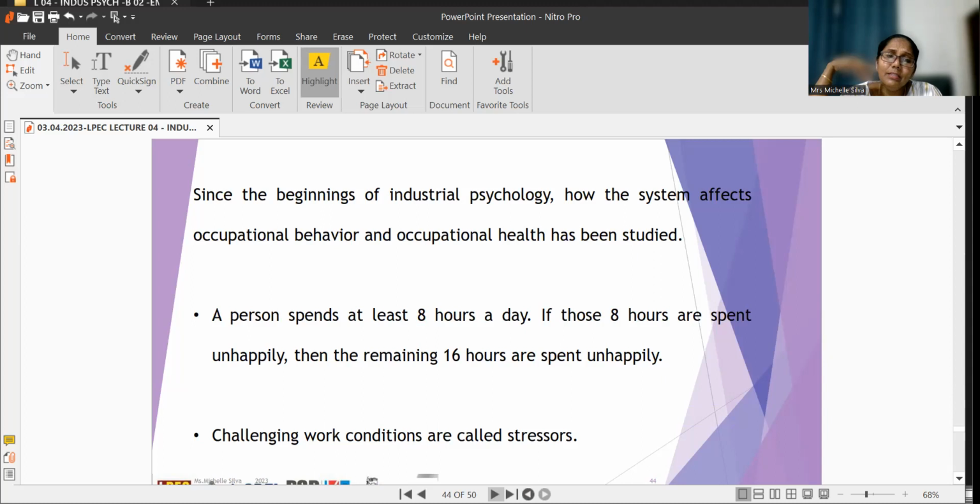We know a person spends at least 8 hours a day. If 8 hours are spent unhappily, then the remaining 16 hours are spent unhappily.